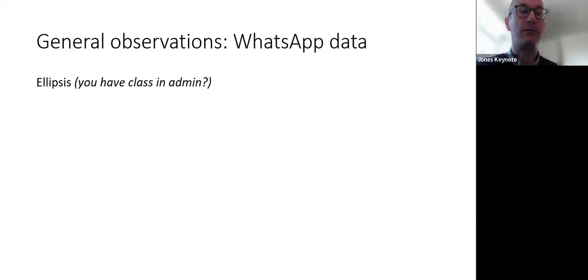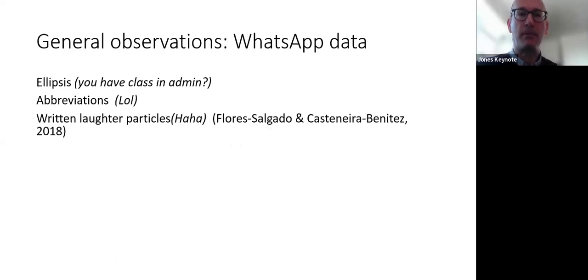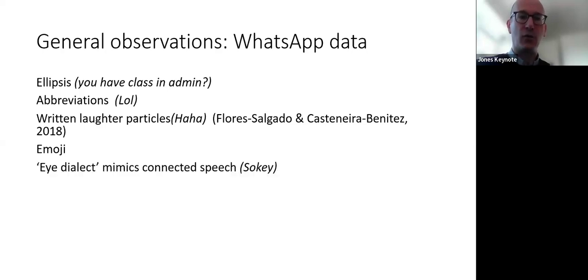So a few more observations from that kind of data. Ellipsis is very common. For example, you have class in admin. There are many other examples here of ellipsis. There are abbreviations, lol, for example. There are what is called, I thought very nicely, written laughter particles. So things like ha ha and ha ha ha. That signals laughter, but of course it's written down. There are emoji, of course.